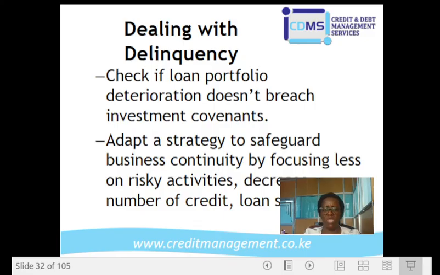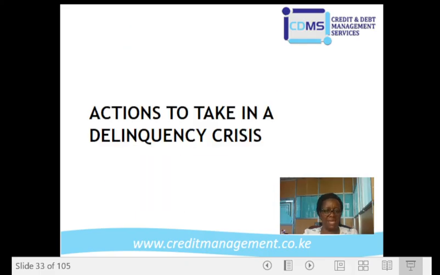So you have to be on top of the game to make sure that the loan portfolio which you're handling is within the investment covenants that you have, even with your financiers. Adopt a strategy to safeguard business continuity by focusing less on risky activities, decreasing the number of credits and loan sizes. So you can look at which loans, which category, which sector is giving us a big problem, so you can be able to minimize on that area.